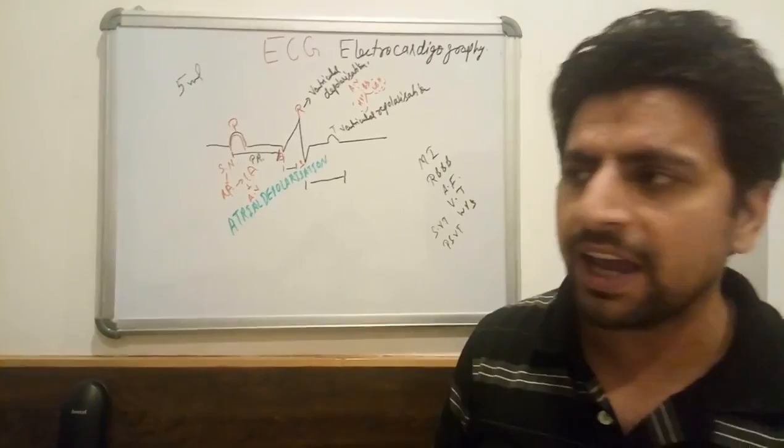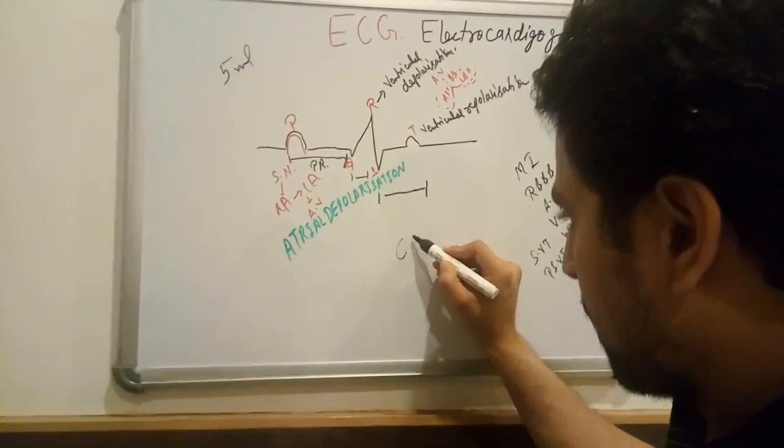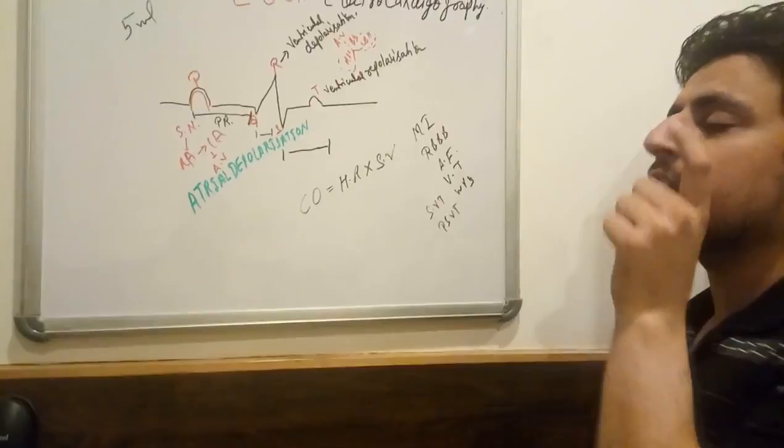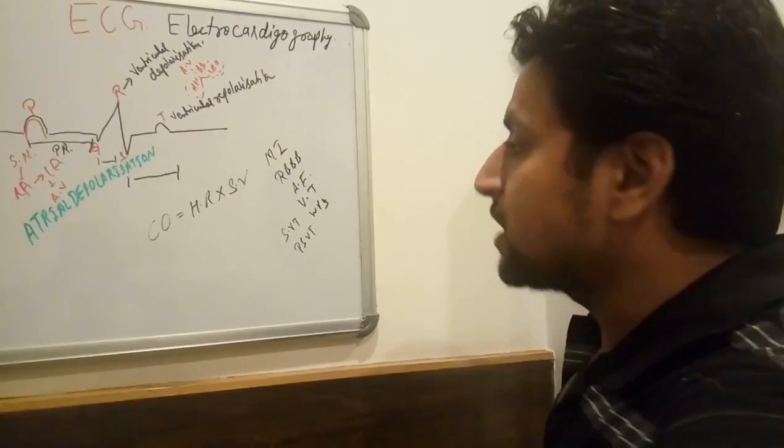So how are we going to know cardiac output? Cardiac output equals heart rate times stroke volume. Okay, I am going to explain it. In this video I will explain how to calculate firstly the heart rate, and then we are going to come on to cardiac output. So, my dear friends, now I am going to tell you how to calculate heart rate and what is stroke volume.